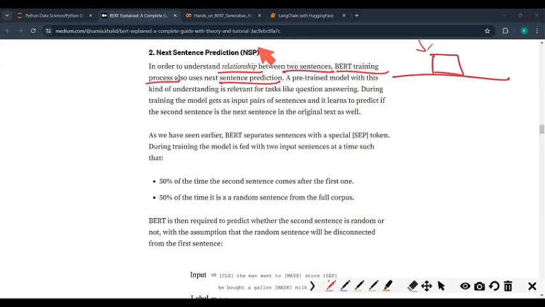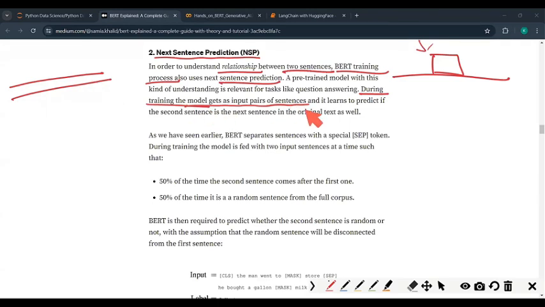What we're doing in next sentence prediction is saying that a pre-trained model with this kind of understanding is relevant for tasks like question answering. During the training, the model gets an input pair of statements and it learns to predict if the second statement is the next statement in the original text as well. During the training of the BERT model, the model gets input as a pair of statements. The model will not be given input as one statement; it will be given pairs of statements.